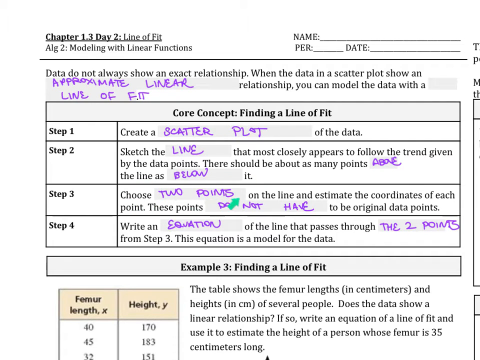Now we're going to choose 2 points on the line and estimate the coordinates of each point. These points do not have to be the original data points, but they could be. You'll see later on what that looks like. Then we're going to write an equation of the line that passes through the 2 points from step 3. So we'll find the slope and then use point slope to find the equation. Now this equation is a model for the data.